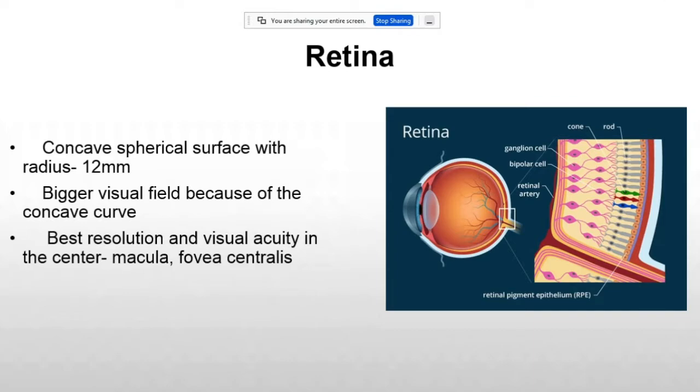So we have the best resolution of visual acuity in the very center of the retina, which is called the macula, and especially the fovea centralis, where we have just one photoreceptor connected with one bipolar and one ganglion cell. All the inner layers in this area are pushed aside.